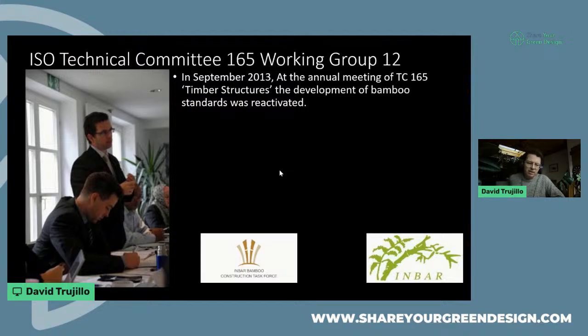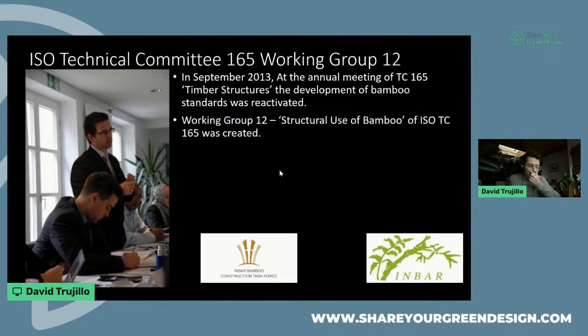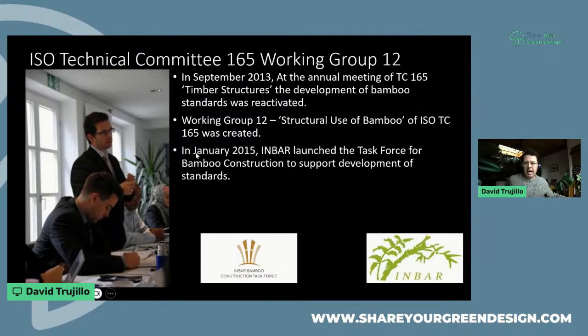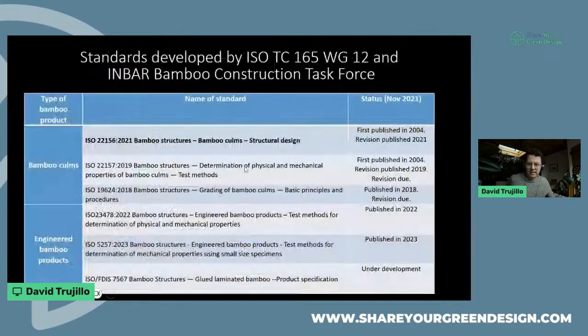So since 2013, I worked with INBAR, which is the International Organization for Bamboo and Rattan, in trying to restart work that had been initiated at the beginning of the 21st century around ISO standards for bamboo. And we started working group 12. And then in 2015, we said, well, we need to support this working group with some more work. And we created something called the INBAR Task Force for Bamboo Construction that would help the development of these standards.